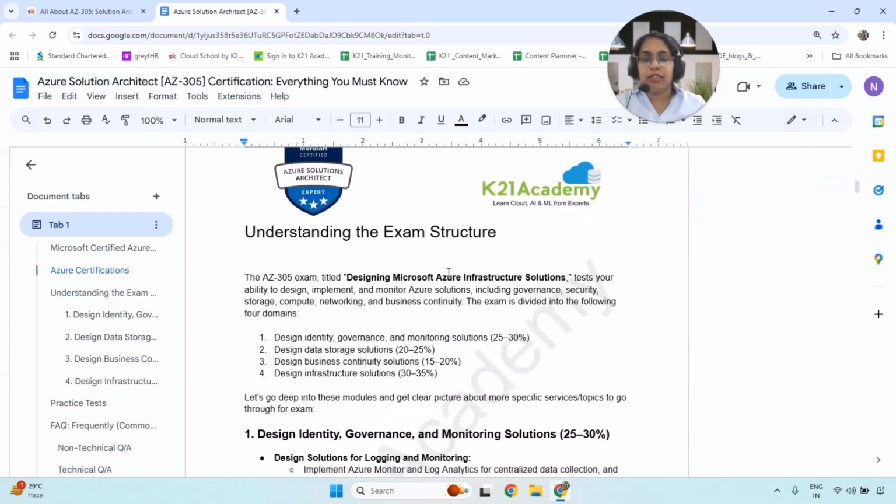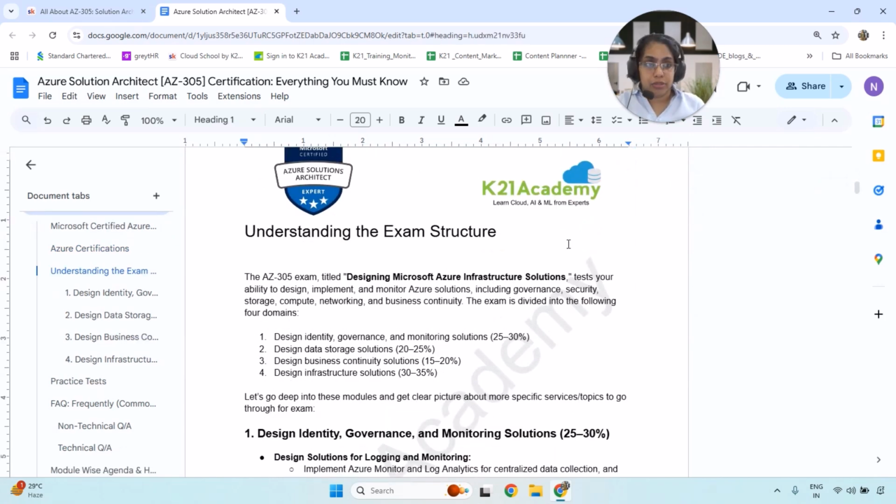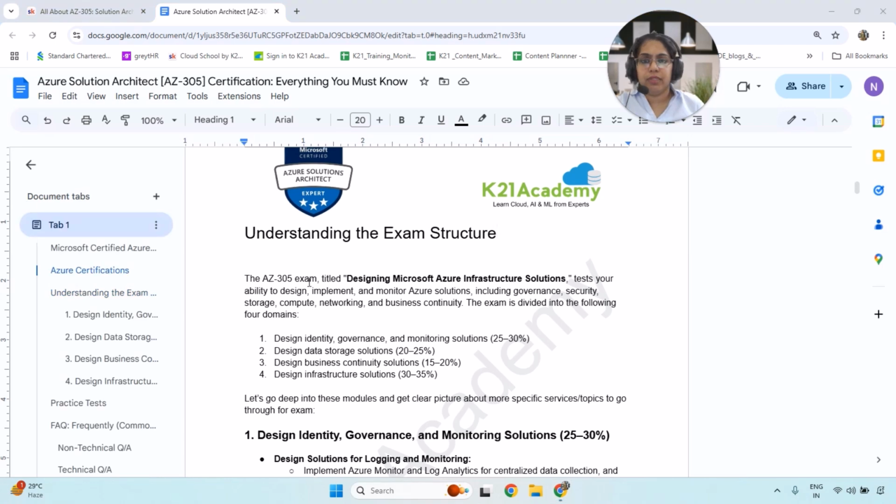The AZ-305 exam is titled Designing Microsoft Azure Infrastructure Solutions. This particular certification is going to test your ability to design, implement and monitor Azure solutions, which includes governance, security, storage, accounts, compute, networking, business continuity, all these things. Now talking about the certification a bit more, the exam is divided into the following 4 domains.